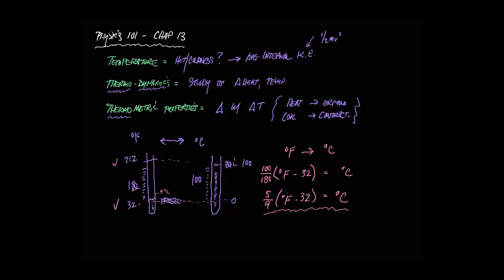If I want to go from centigrade to Fahrenheit, I just clean this up and rearrange it. I get 9/5 times centigrade, add 32 equals Fahrenheit. And what I've really just done is rearranged that upper equation and solved for Fahrenheit. Okay? So you'll be responsible for this on the next exam.